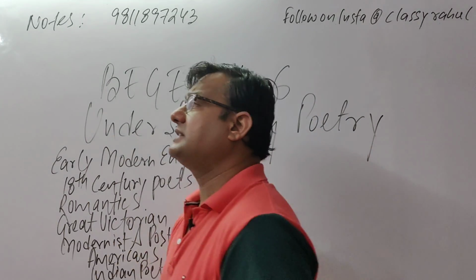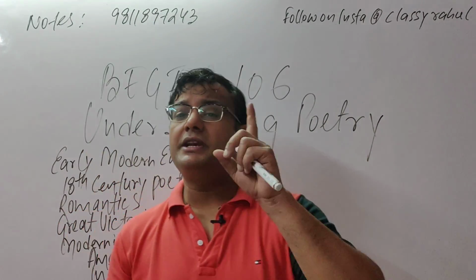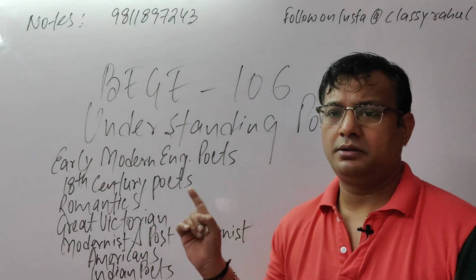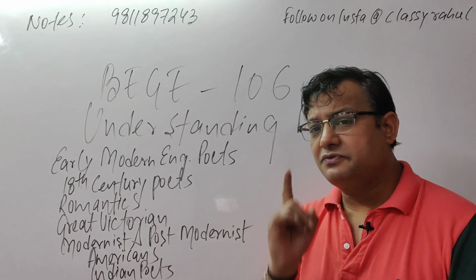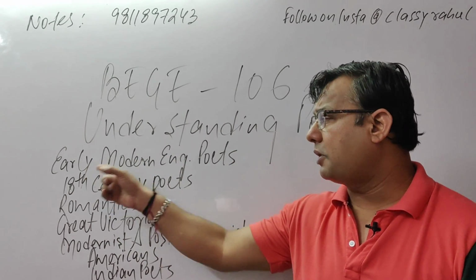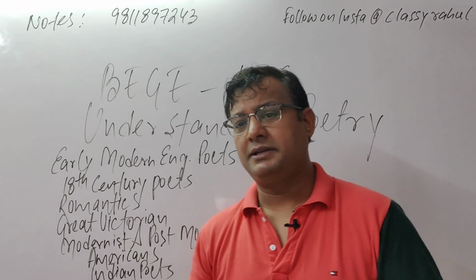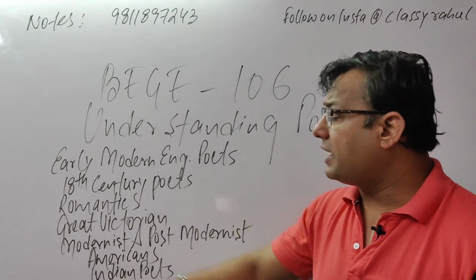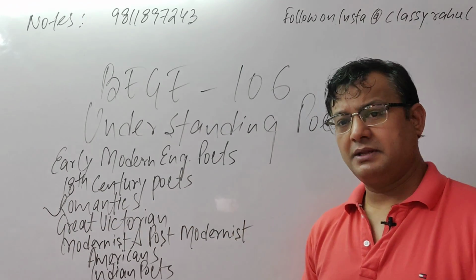Why have I been stressing these? Because one question is confirmed to come in the paper from this block. I repeat my words: one confirmed question would be there in the examination from this particular block, the early modern English poets. Then jump to the second part, the 18th century poets, and now I'll come to the Romantics.